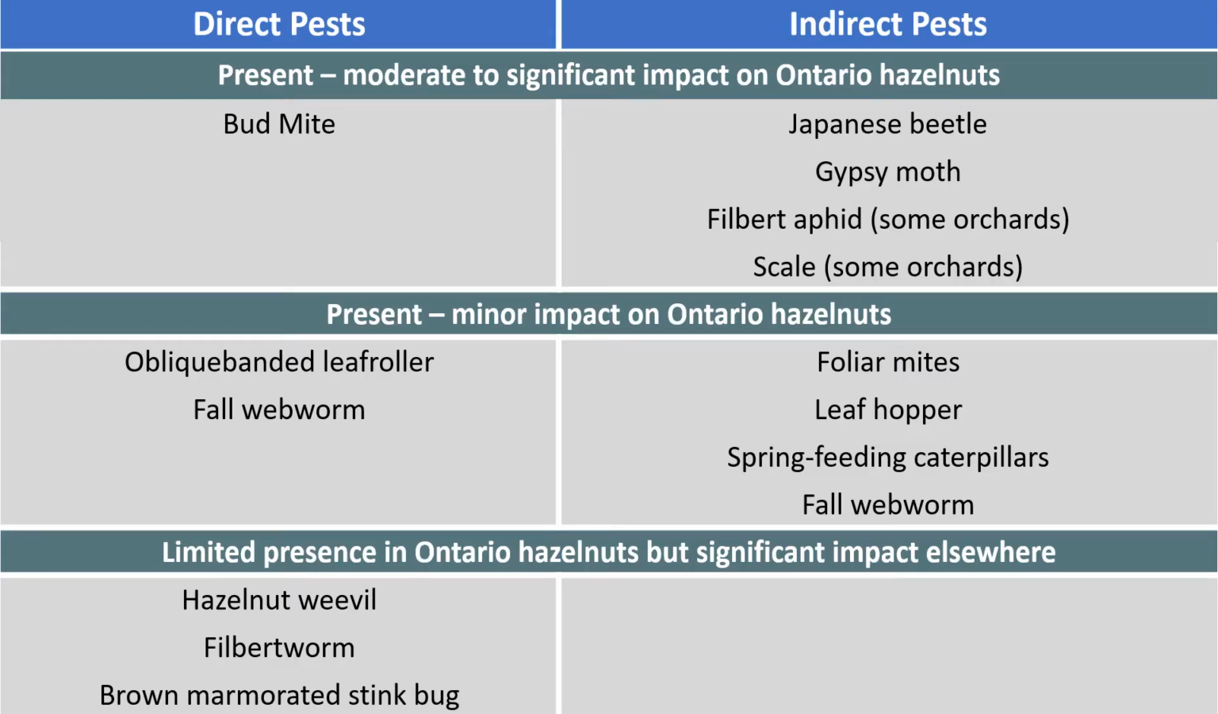This table was created to provide you with a general overview of the main direct and indirect insect pests found in Ontario hazelnut orchards, grouped by the level of impact they've had on the crop so far. The only direct insect pest that has really been of concern has been bud mites, but there have been a number of indirect insect pests that have been problematic, particularly in younger orchards. Japanese beetle and gypsy moth have caused significant defoliation across a number of Ontario orchards. Aphids and scale, which are both sucking insects, have been problematic as well, but only in certain orchards. We will be covering all of the insects in this table over the next 3 presentations.